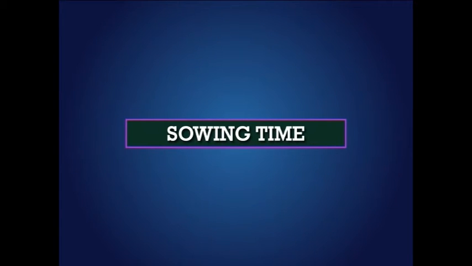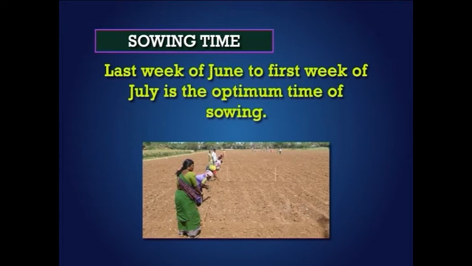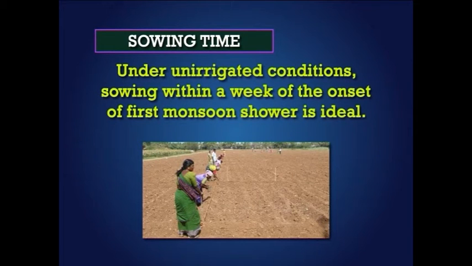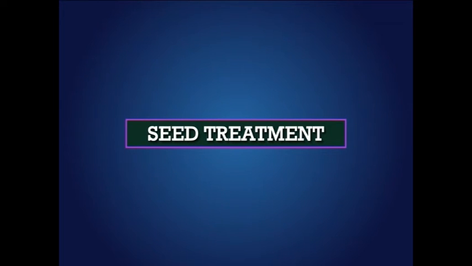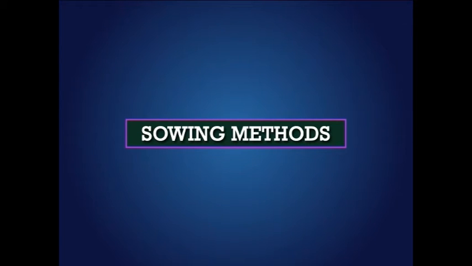Now let us know together about its optimum sowing time. Last week of June to first week of July is the optimum time of sowing. However, under unirrigated conditions, sowing within a week of the onset of the first monsoon shower is ideal. Next is about the seed treatment. Seed treatment with Thiram at the rate of 3 gram per kg of seeds takes care of almost all the diseases.